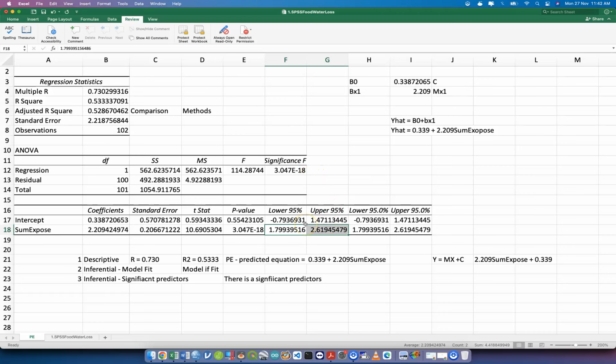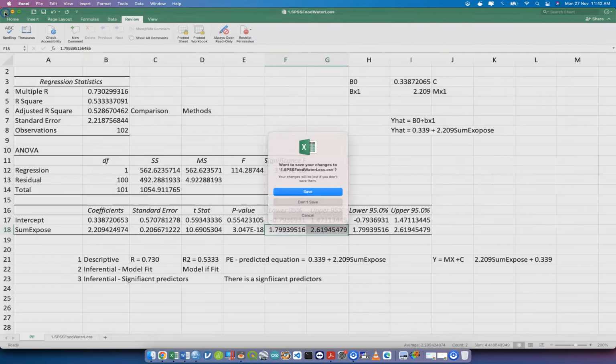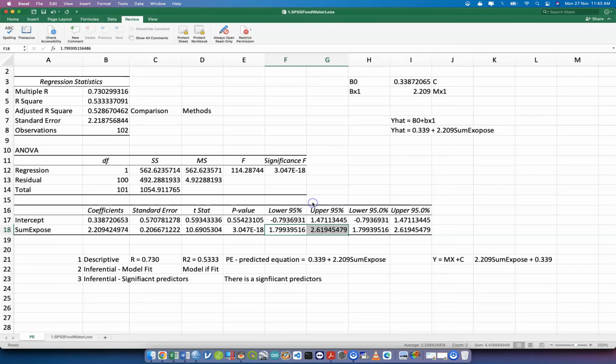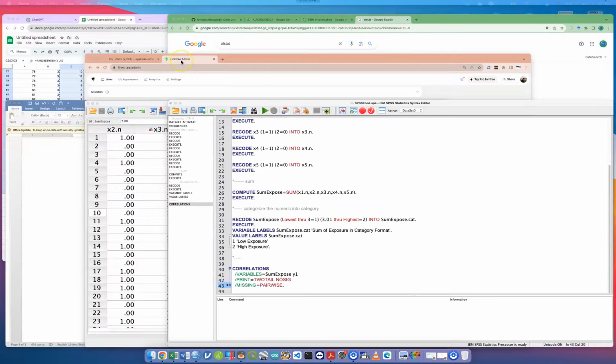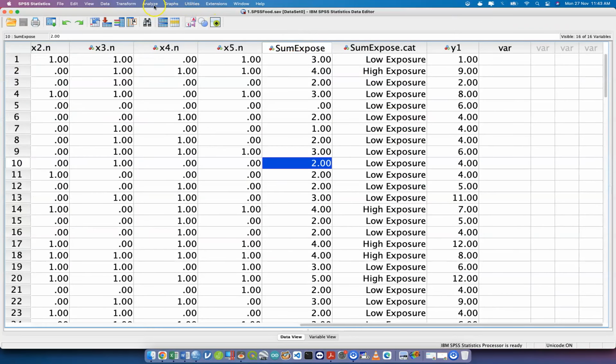That's why for CI lower and upper, please revise my explanation from before with regard to the way to calculate it. You can find it in many ways to get to know how it works. For the SPSS, let us do the same thing.